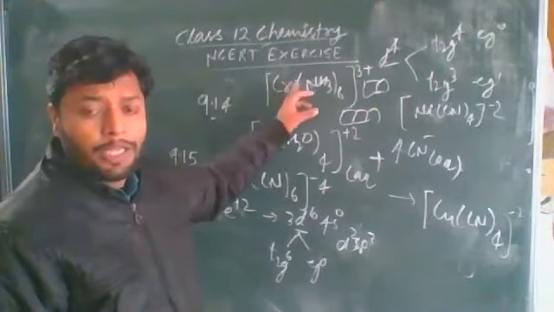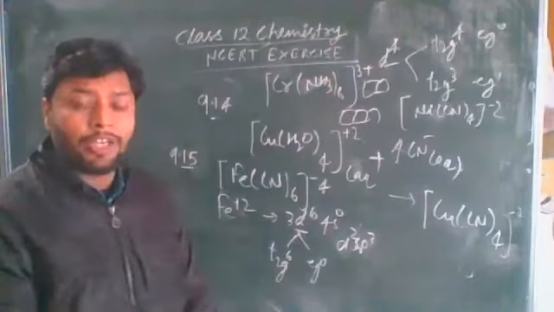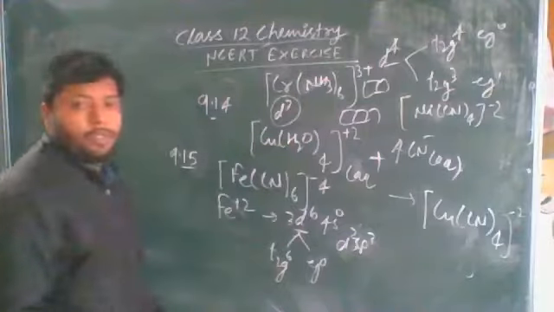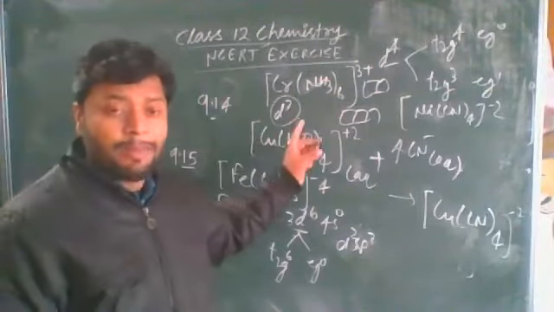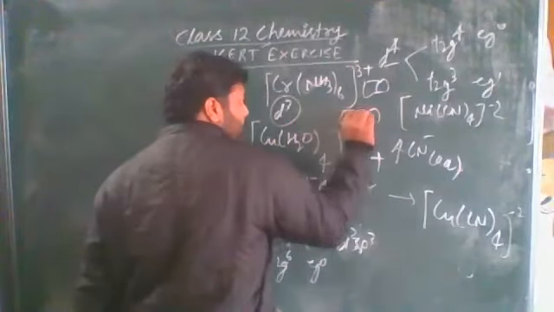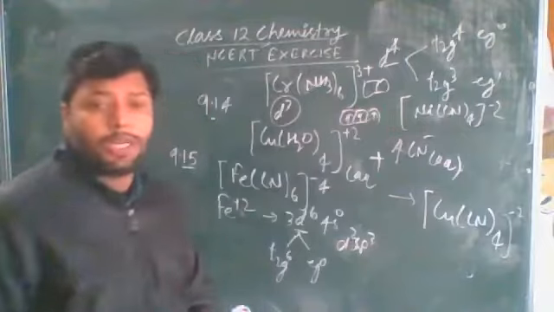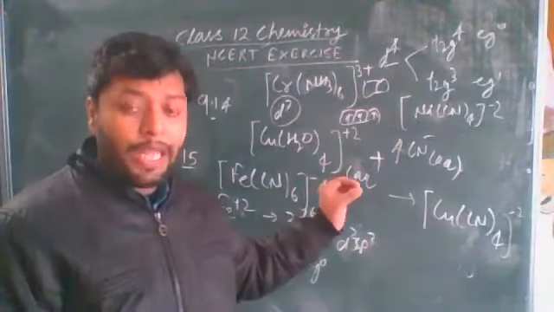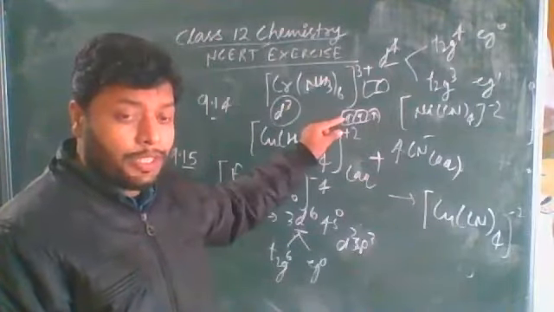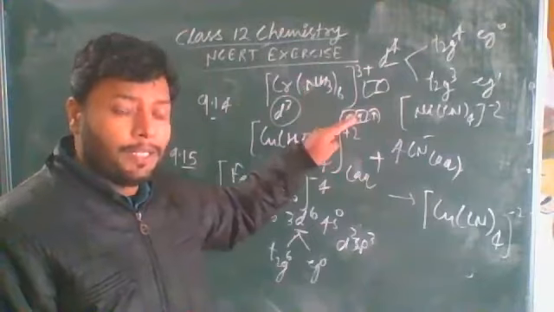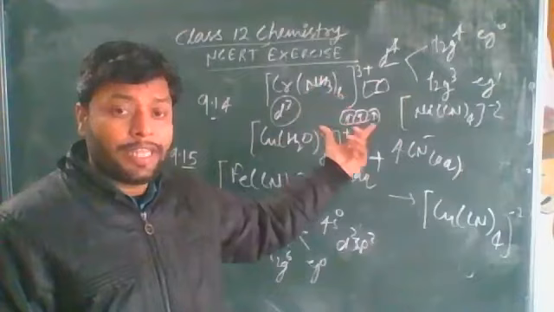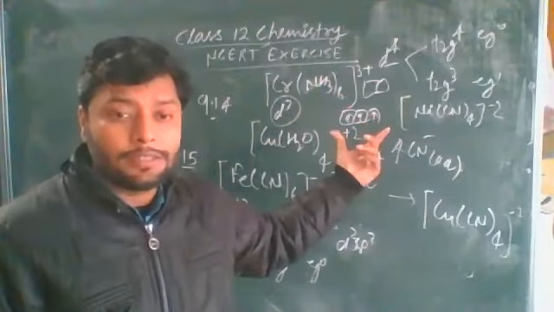In the case of chromium, the oxidation number is plus 3 and the configuration will be d3. D3 means three electrons are present in the d orbital. So according to Hund's multiplicity rule, the electrons will remain unpaired in the t2g, then the fourth electron will get paired. This is why the inner complex formation of this complex will also contain three unpaired electrons.